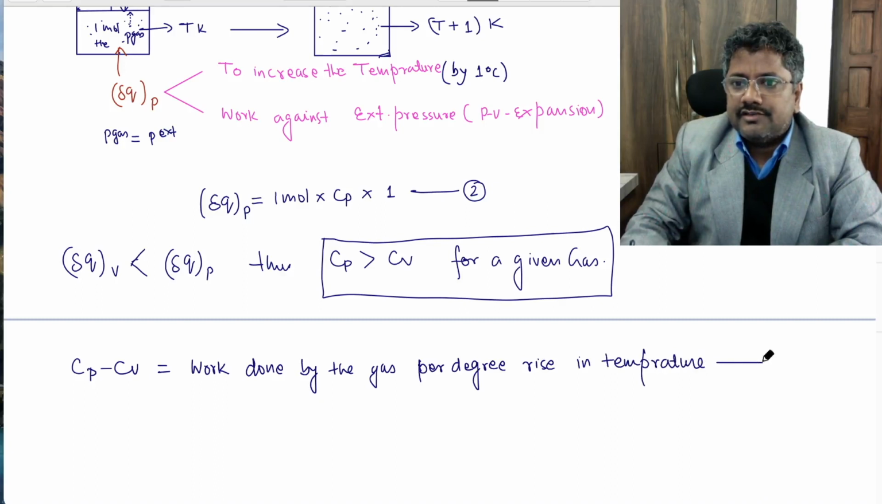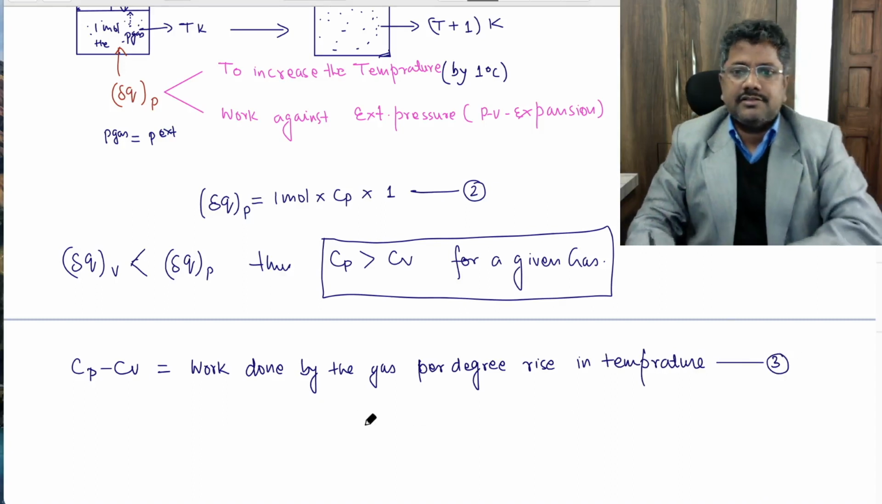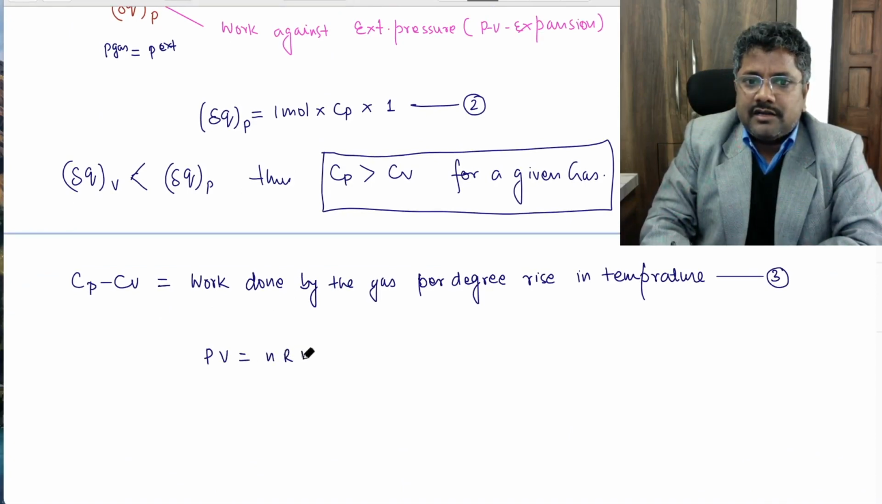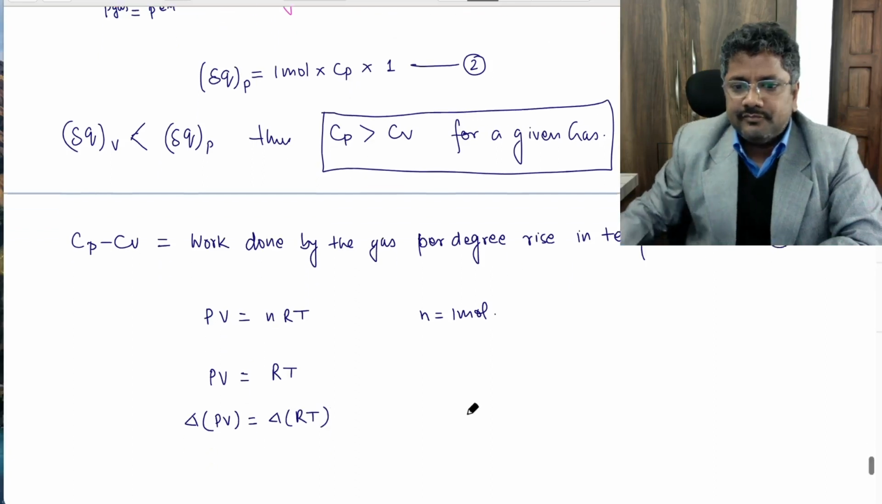So this is equation 3, right? Now see, we can calculate this work. We have this formula, the equation of state, PV is equal to nRT. I have taken n is equal to 1 mole. So we can write PV is equal to RT. So we can write very simply, delta PV is equal to R delta T.